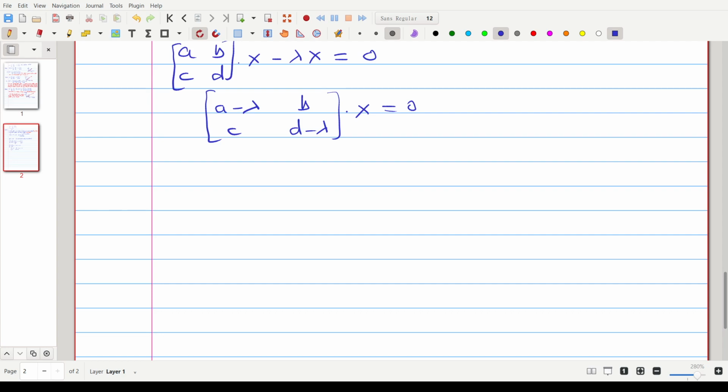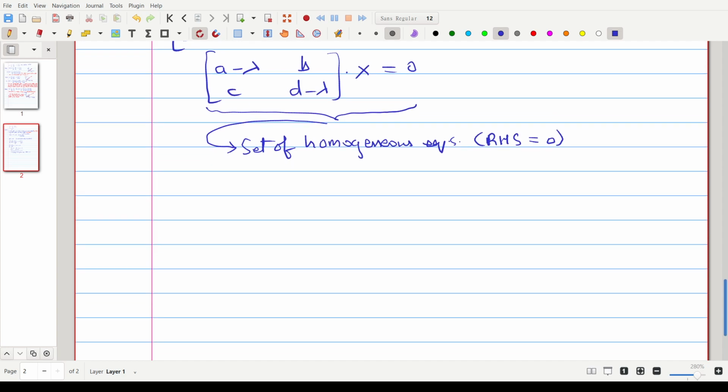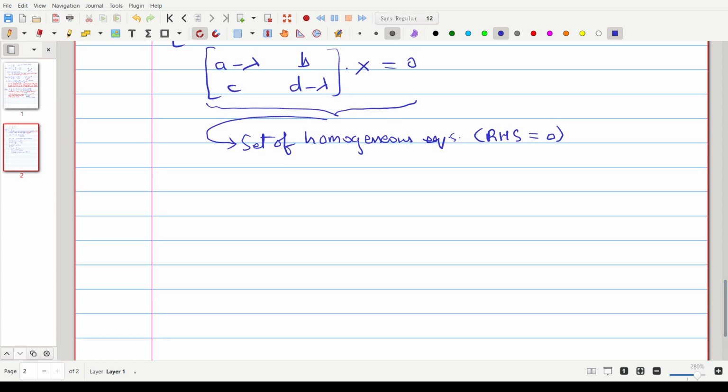Now if you notice, here is a very important part. This thing here represents a set of homogeneous equations, meaning RHS is 0 for every equation, where each equation is represented by each row.